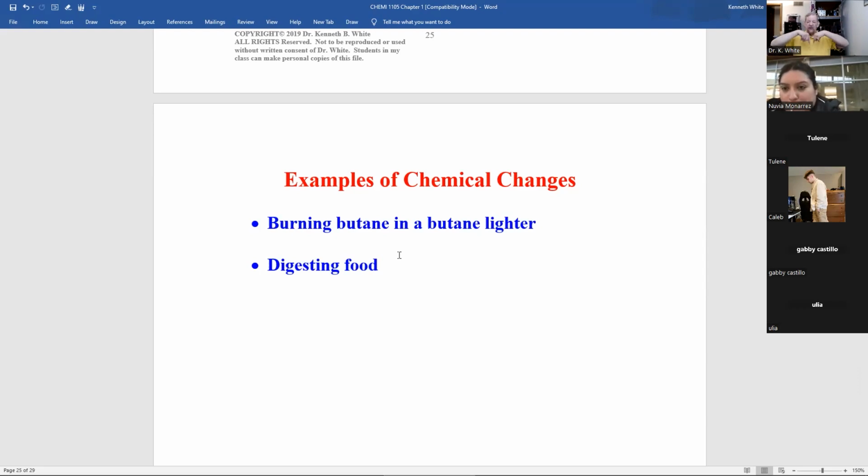When you chew it and swallow it, it goes in your stomach and it's doing chemical changes. Yes, you're a walking chemical plant. You didn't know that. See, chemistry is everywhere. And digesting food is chemistry.